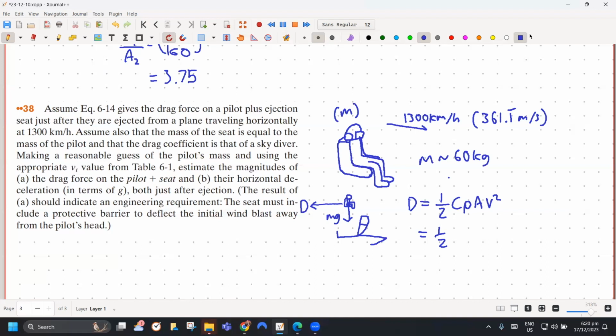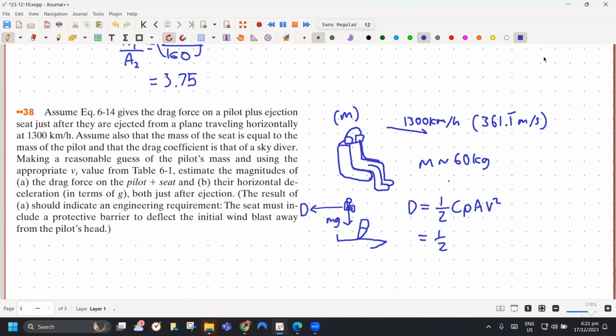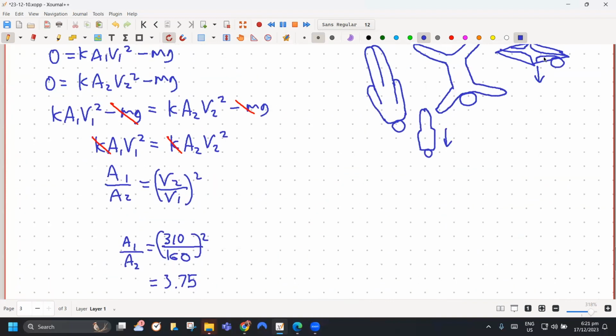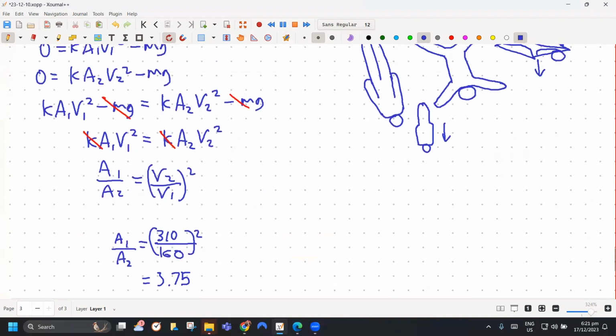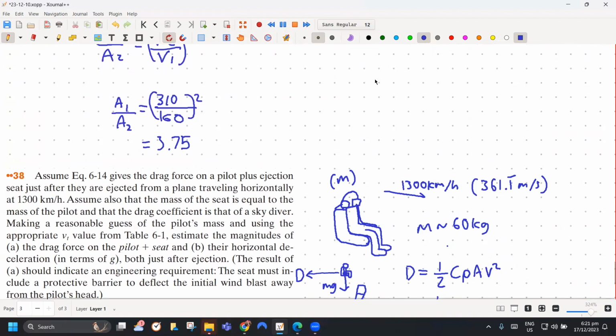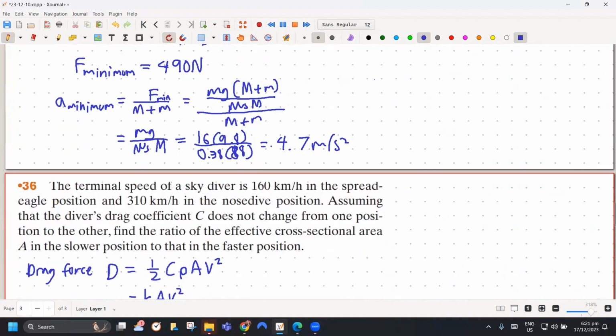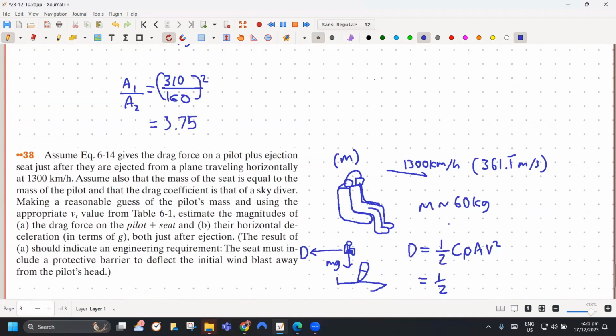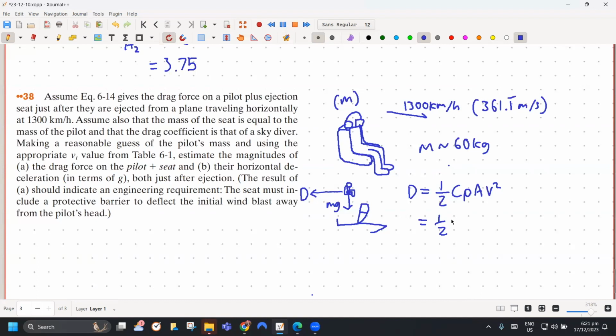Now, what is the 1/2 C rho A for the skydiver? Look at the table. What is the terminal speed of the skydiver? Anyway, from the table of terminal speeds, the terminal speed of the skydiver is 60 meters per second.